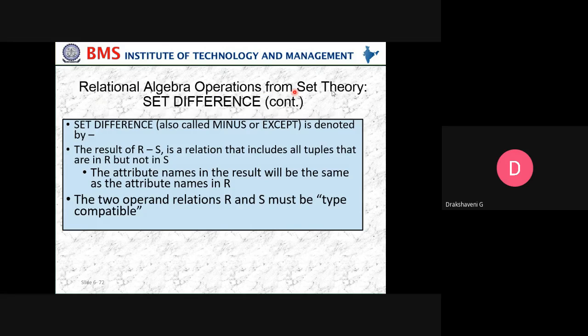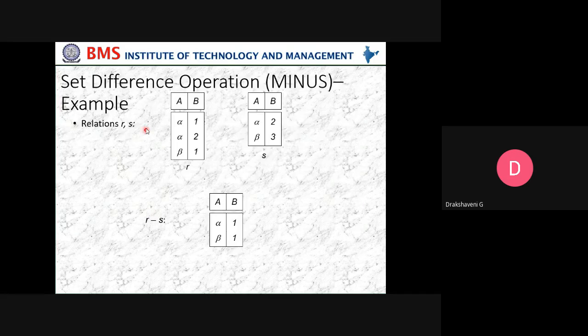Relational algebra operation from set theory: set difference. Set difference, also called minus or except, is denoted by this symbol. The result of R minus S is a relation that includes all tuples that are in R but not in S. The attribute names in the result will be the same as the attribute names in R. The two operand relations R and S must be type compatible. Set difference operation, that is, minus, on R and S. R is alpha 1, alpha 2, beta 1; S is alpha 2, beta 3. R minus S is then alpha 1, beta 1.